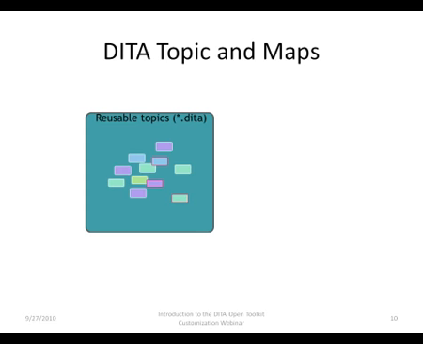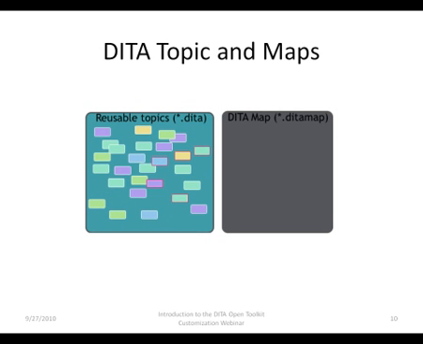These topics can reside on a file system, but as the number of topics grows, it becomes necessary to store them in a topic database, like a repository or CMS. For user guides, reference manuals, training guides, etc., topics often need to be organized into a hierarchy to create a publication. This is what DITA maps are for.